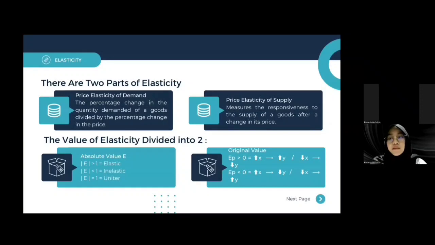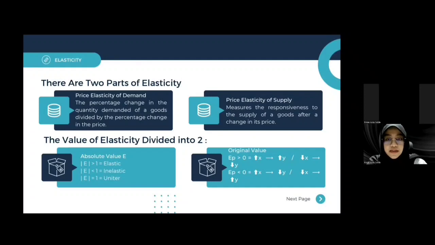The value of elasticity is divided into two. The first one is absolute value. When E is more than 1, it is elastic. It means the percentage decrease in demand is greater than the percentage increase in price. When E is below 1, it means the percentage decrease in demand is smaller than the percentage increase in price. When E is equal to 1, it is unitary. It means the percentage change in quantity demanded is the same.